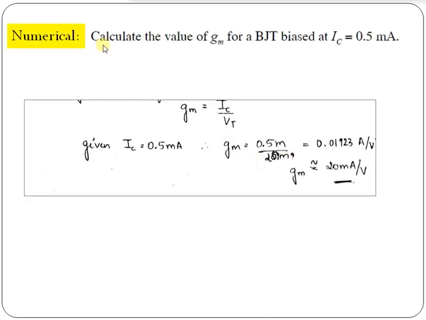The question says: calculate the value of the transconductance for a BJT biased at IC equal to 0.5 milliamps. So the value of IC is given as 0.5 milliamps, and we know that GM is equal to IC by VT. VT value sometimes will not be given, but you should remember this value. That value is 25.9 millivolts, and on substituting you get GM, that is transconductance, equal to 20 milliamps per volt. The unit has to be remembered very well, because GM, the transconductance, is current divided by voltage.